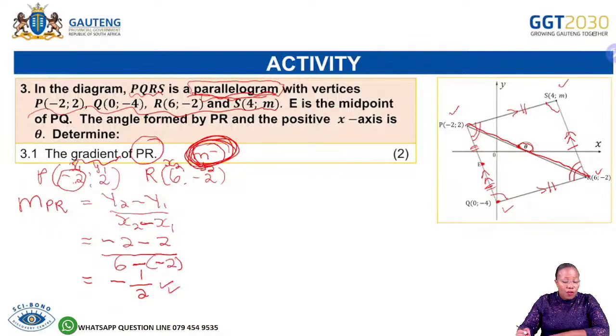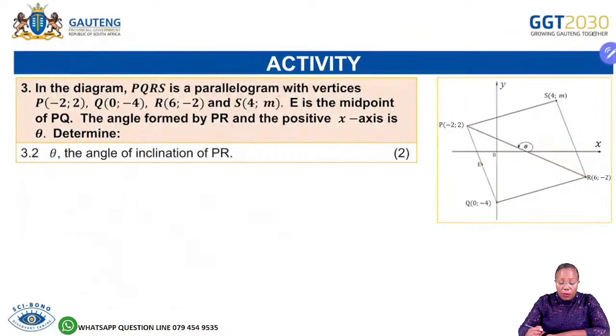And the allocation of marks, this is 2 marks. It will be 1 for the substitution, and then another mark for your gradient there. So this is worth 2 marks, Grade 12s. Moving on to the next question.